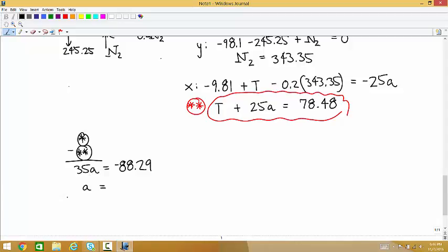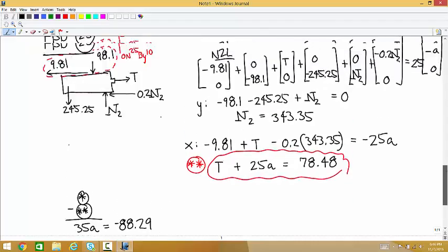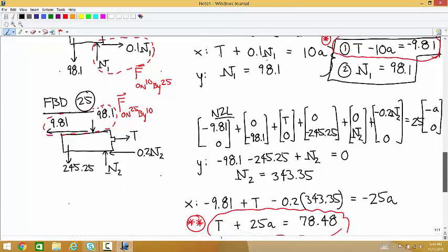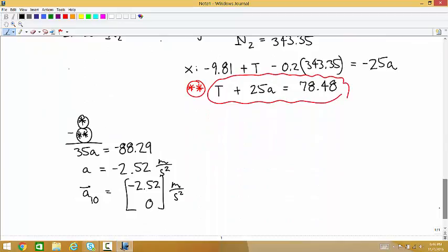2.5. And so the acceleration of the 10 is negative 2.5, or negative as well, because negative 10 minus 25. Negative 10. Oh, yeah. So then everything's negative.